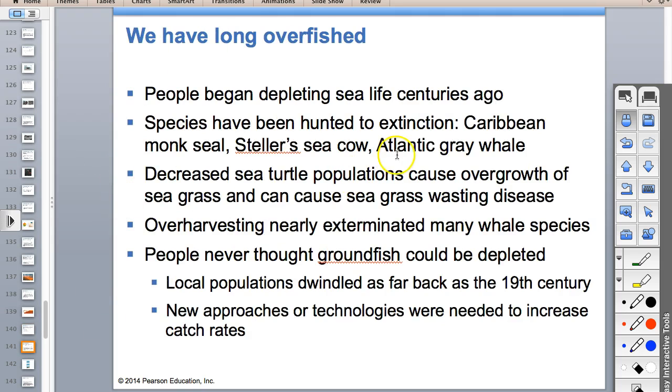We've killed off a lot of the smaller cetaceans. Cetaceans is the word for whales, spelled C-E-T-A-C-E-A-N. Have you ever heard that word before? If I'm talking about a dolphin or a whale, I'm talking about a cetacean. Anyway, I just thought it would be fun to tell you about that.